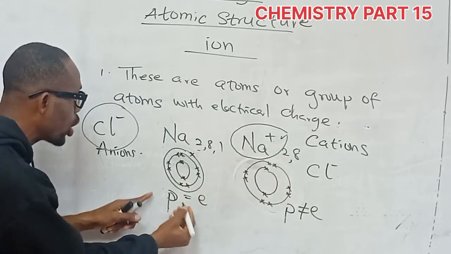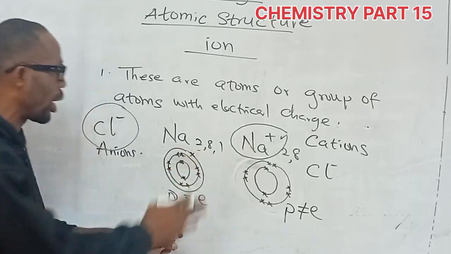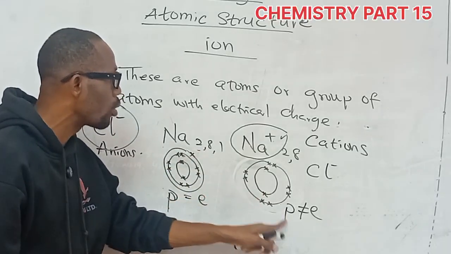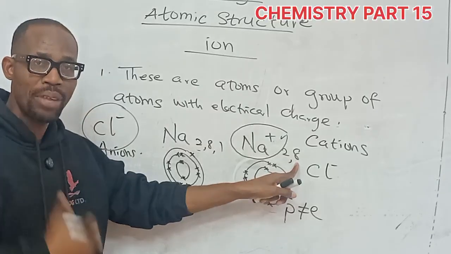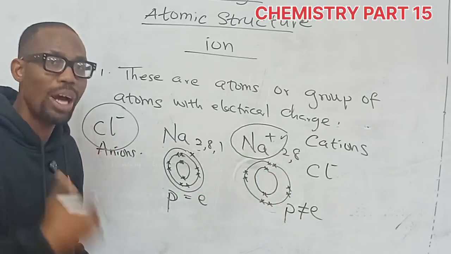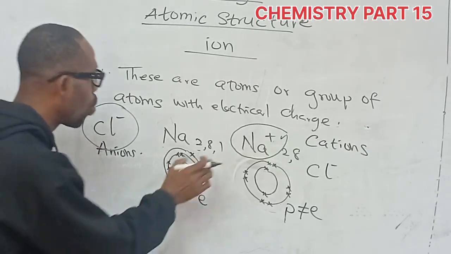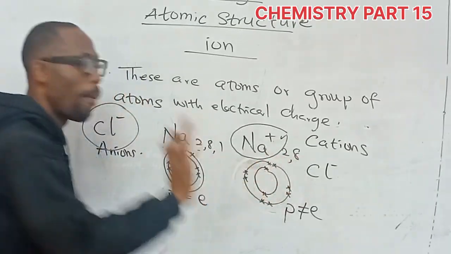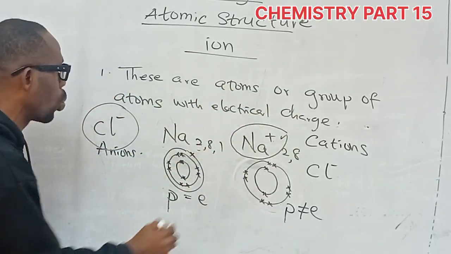Look at this now. When it was electrically neutral, look at the configuration, 2,8,1. But when it became an ion, it became 2,8. Can you see it now? In the electronic configuration arrangement. Don't worry, when we begin to talk about orbitals, we begin to analyze electronic configuration, you will understand how this came into play. But take note of this, that ions are atoms or group of atoms with what?